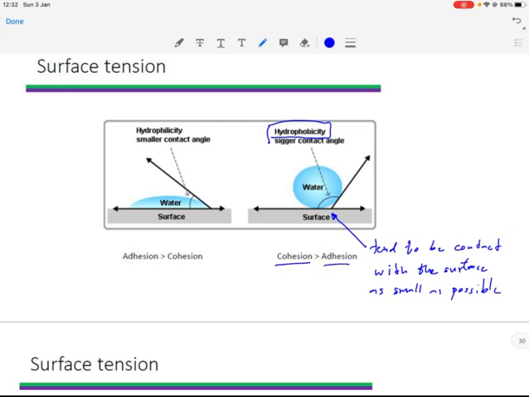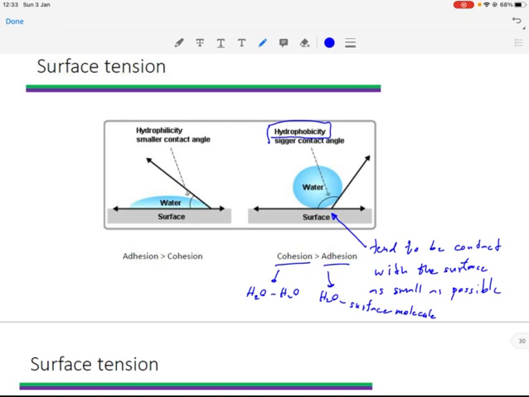The adhesion between the water molecules and the surface molecules, right? And the water molecules tend to pack, to be close to each other and stay away from the surface.